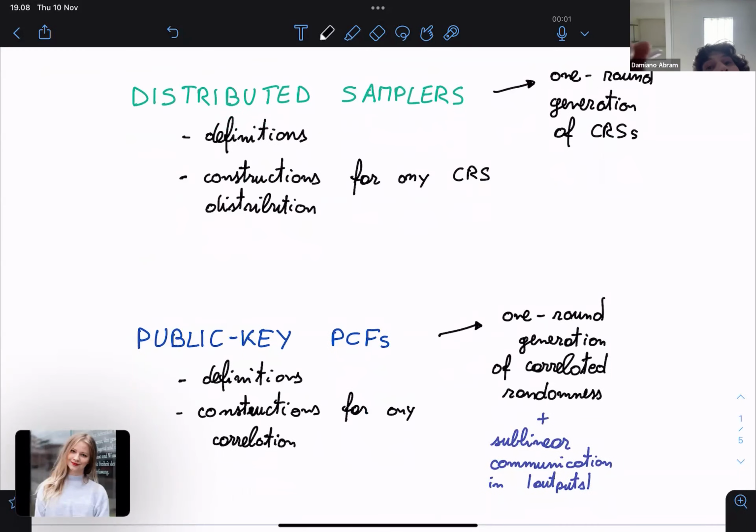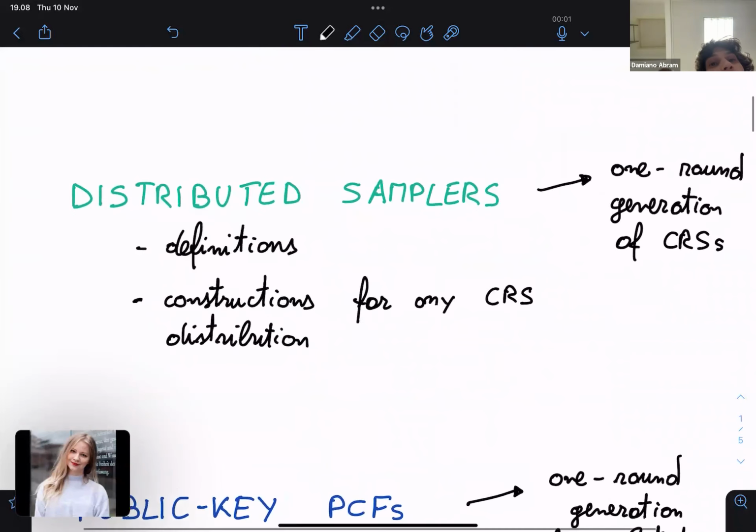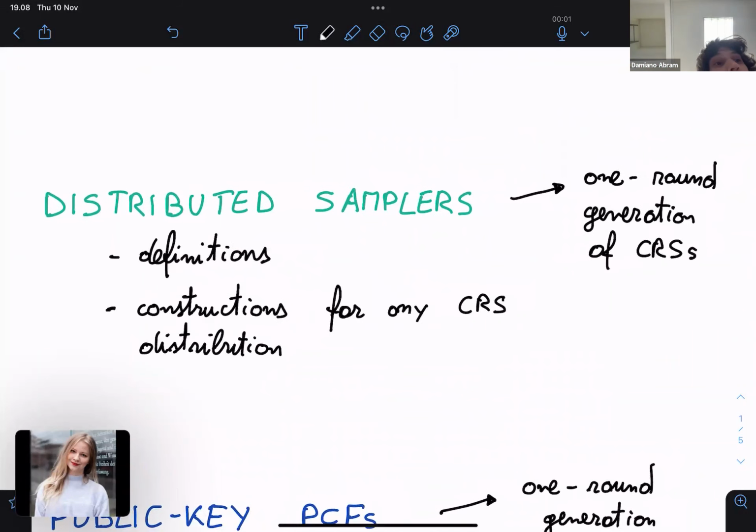There are two main contributions, and the first one is the introduction of a new cryptographic primitive called distributed samplers. Basically, this consists of one-round protocols for the secure generation of CRSs. In the paper, we first introduce the notion, defining its security properties, and then we explain how to build them for any CRS distribution using obfuscation and FHE.